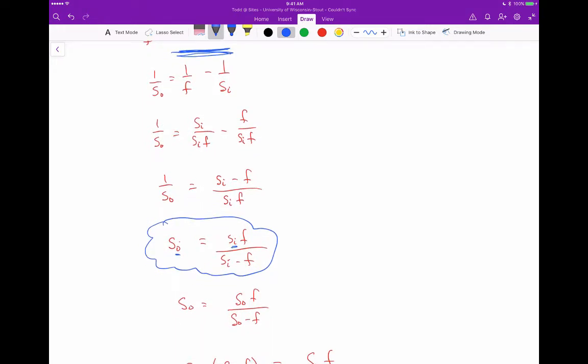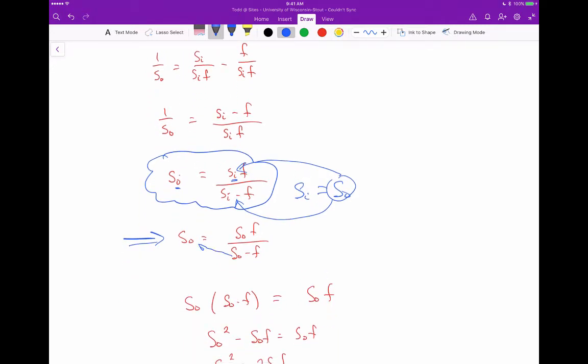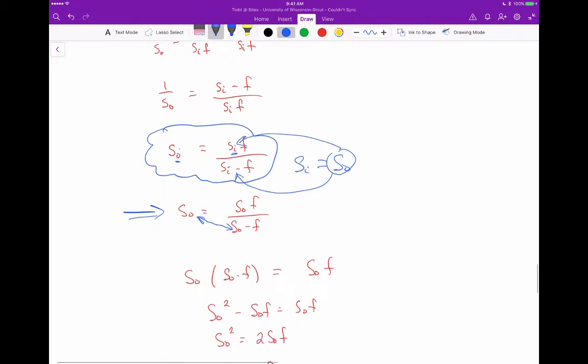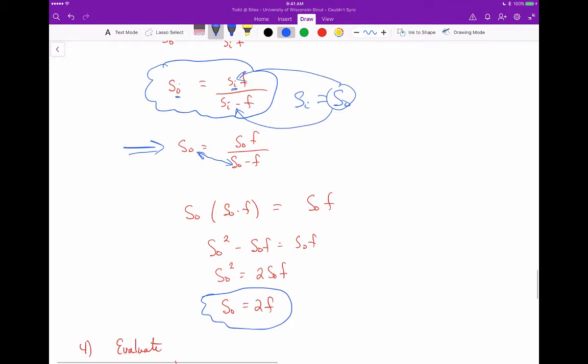All right, so then I'm going to go ahead and plug in the fact that SI is equal to SO in this equation here to give me the next one. And then I'm going to go ahead and solve that for SO. So multiplying that term up there gives me this. And after a few more steps, we find that the object distance is 2f. In other words, when the object is located 2 focal lengths from the lens, you expect the image to be inverted but the same size as the original.